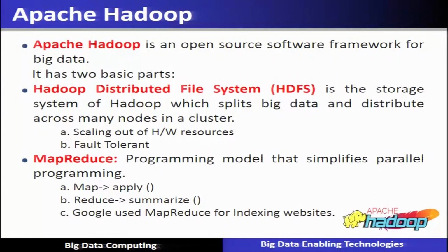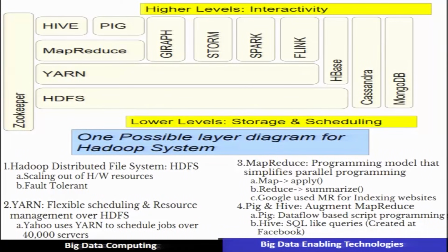Apache Hadoop is the tool which is going to be used for the big data computation. Apache Hadoop is an open source software framework for big data, and it has two basic parts. The first one is called HDFS, Hadoop Distributed File System. The other is called a programming model, which is called MapReduce. Now we will be looking at the Hadoop ecosystem.